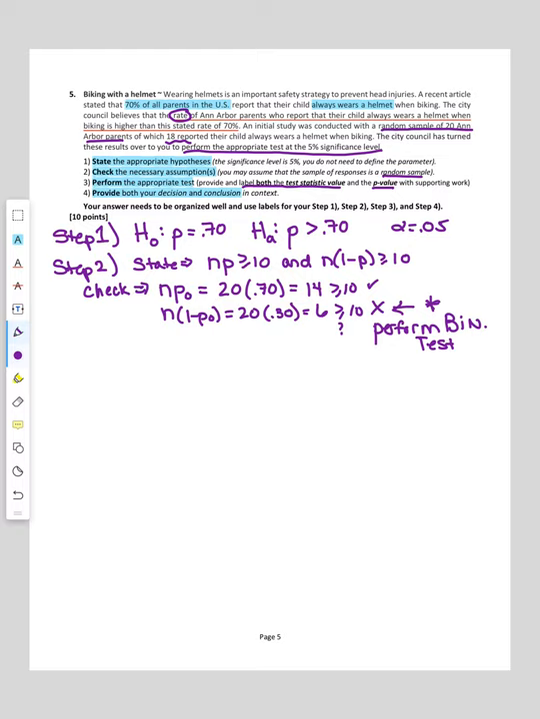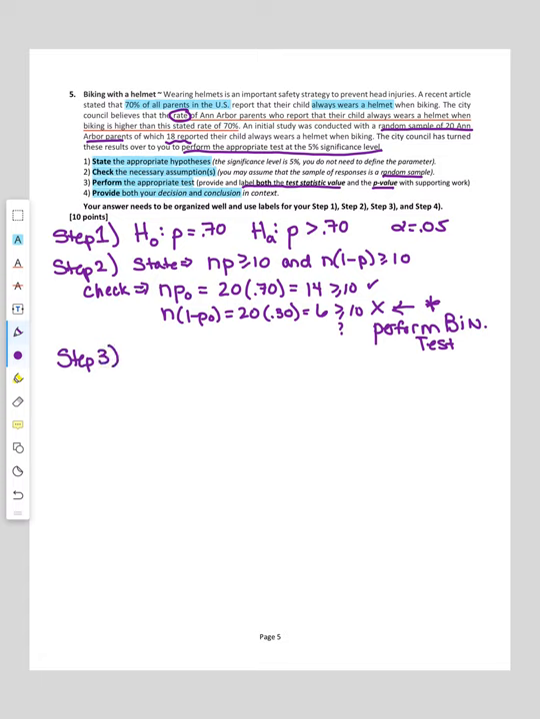Noting that, we need to then conduct the appropriate test. And we did see quite often that even though this check might have been done, some went on to still do a Z test statistic and a Z p-value using the normal distribution instead. But here we need to perform the binomial test.